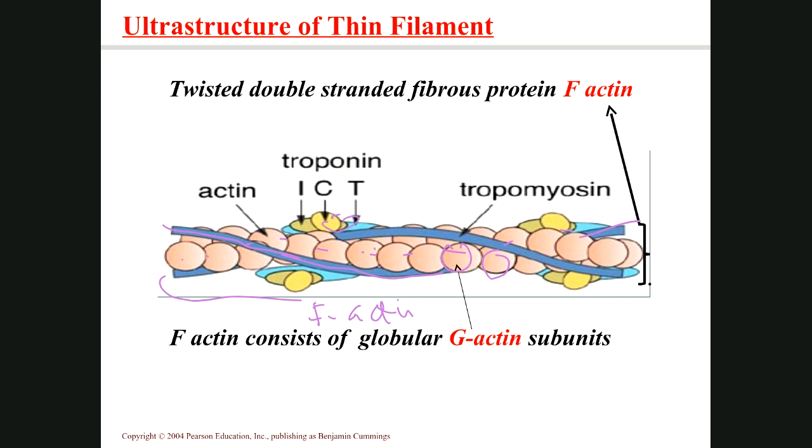Okay, so troponin has three hands. One hand grabs a hold of the tropomyosin, the other hand grabs a hold of the actin. The third hand is a calcium binding site. So troponin is going to bind calcium when calcium is released for muscle contraction.